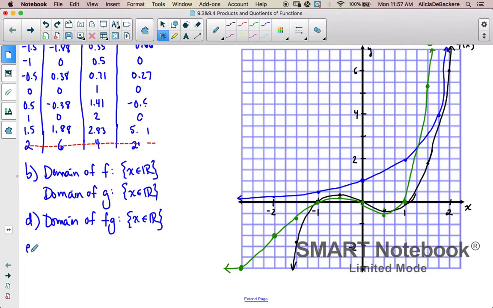So part E, we want to think about g divided by f. And the order is important here. I am doing g divided by f of x. So I want to think about, first of all, where will this guy equal 0, because I don't want to divide by 0. So that's what I'm thinking about.